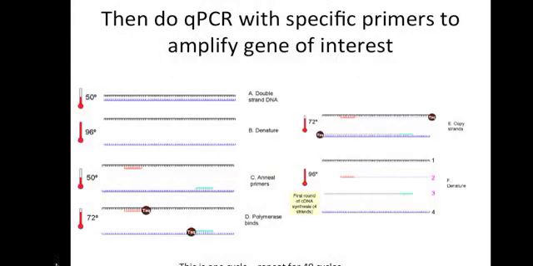And then you'll do your PCR with your specific primers, right? Because you only want to amplify the gene of interest. It's similar to the northern, where you have your probe that's specific to your gene of interest. Here you've got your primers. And it's the same thing.